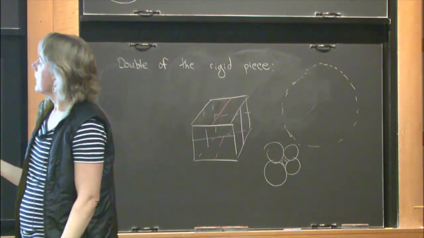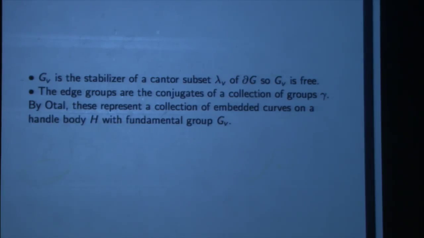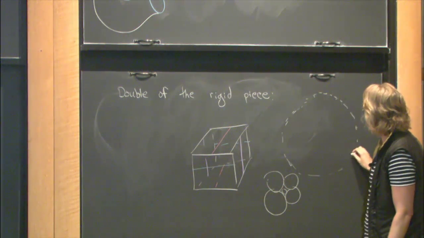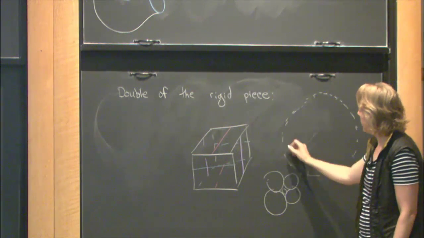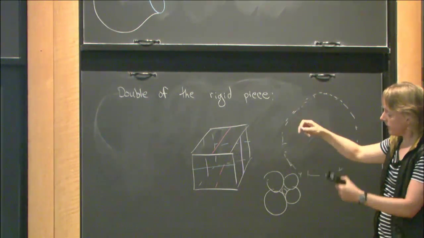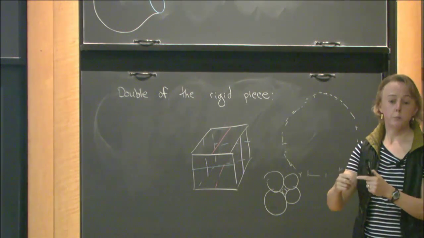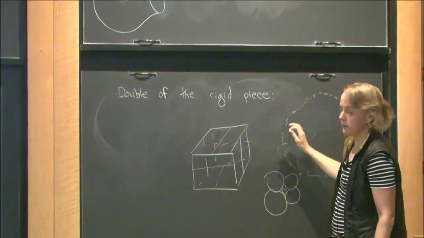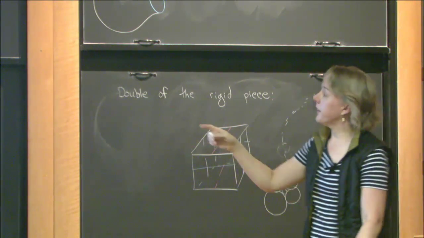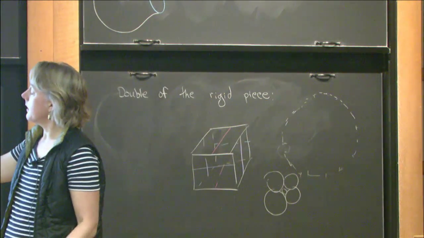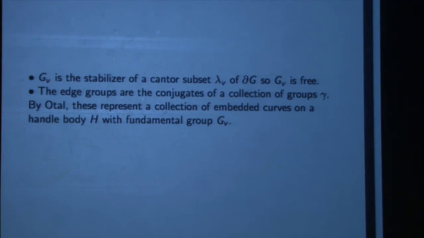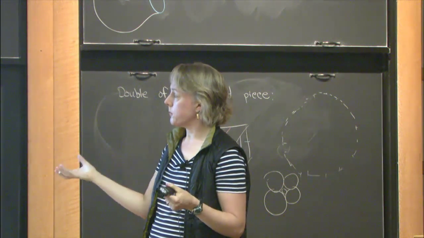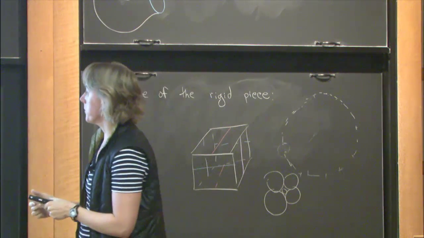Okay, so by Otal, if you have a free group and you take some collections of conjugates of some words, and you identify those points, and you still get something that is planar, which we will in this case because we know that our whole boundary is planar, so we can just identify within that boundary, then this represents a handle body and a collection of embedded curves on that handle body, and the handle body has your fundamental group. Okay, so this is a result of Otal.